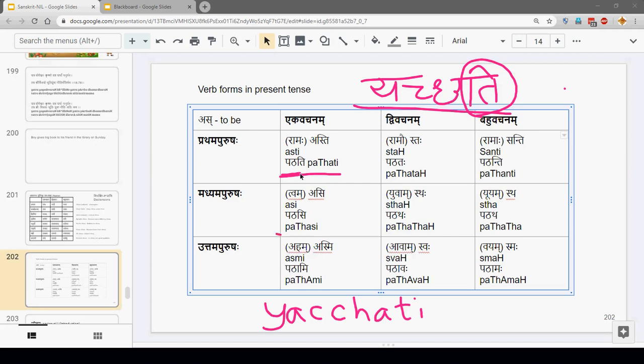Okay. So yach patati, yach patasi, yach patami. Say the first one. Yach patati. No. And the second one is yach. Hold on. So, patasi. Vivekananda, can you try?